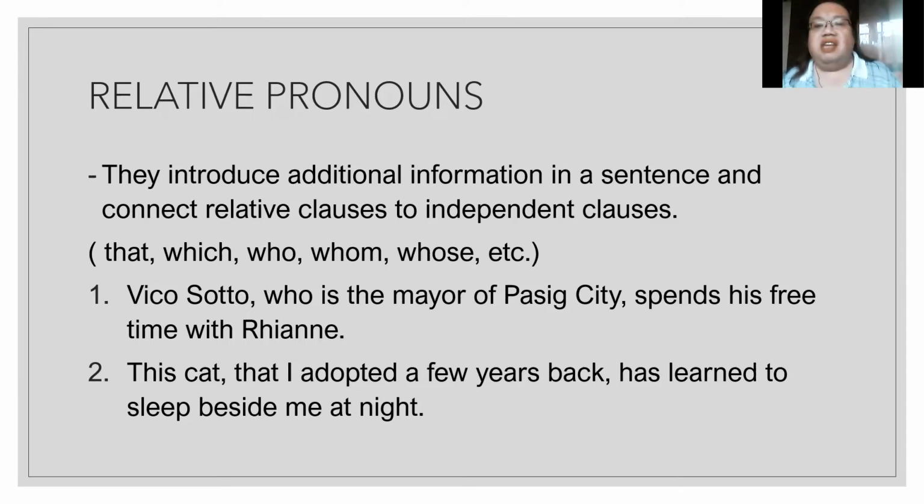Next example, this cat that I adopted a few years back has learned to sleep beside me at night. So that I adopted a few years back is a clause, and that is a relative pronoun. That clause provides additional information to your cat because the cat who's sleeping beside you at night was the one you actually adopted a few years back. So that's basically the purpose of your relative pronouns. They provide additional information to a certain noun that is found in your sentence.